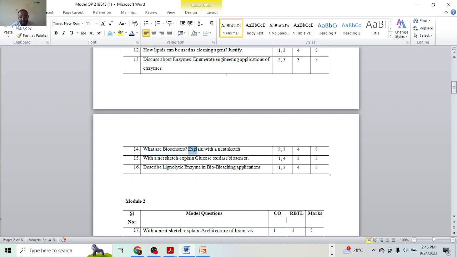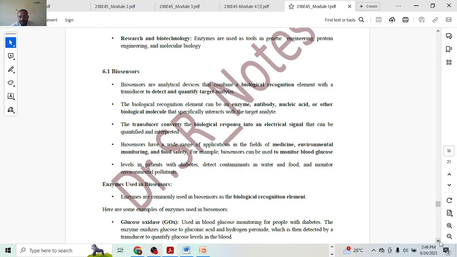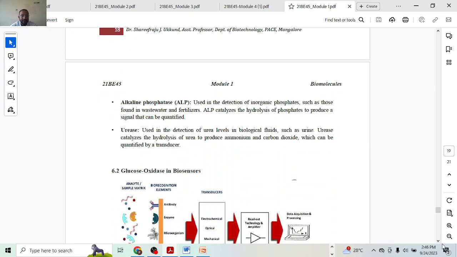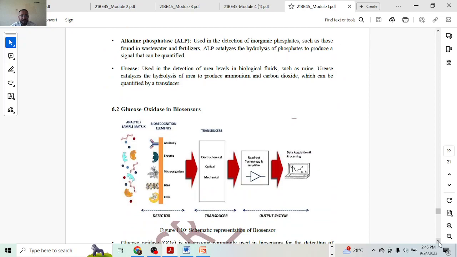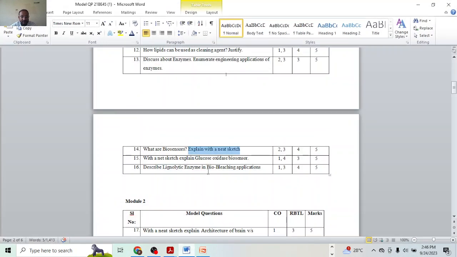Next, you need to explain its working with the neat sketch. So working means enzymes used in biosensors. You can give just a brief explanation. You don't have to write all these enzymes because it is not asked. You can directly shift to the biosensors here. The glucose oxidase biosensor is an example, because you need to explain the working of this particular sensor. So glucose oxidase sensor is there already.